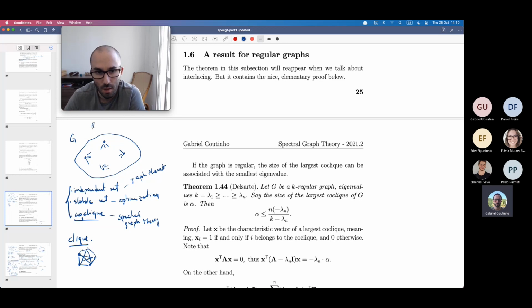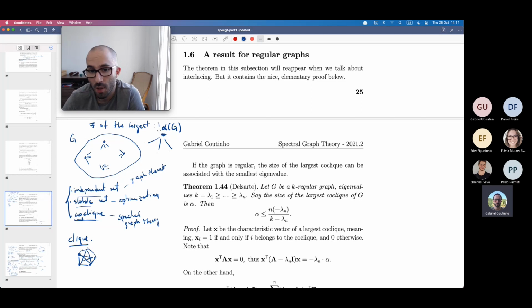The size of the largest such thing that you can find in a given graph is always denoted by alpha of G. Alpha is always the letter, and this is either the independence number, the stability number, or the co-clique number of the graph, depending on whether you use independent, stable, or co-clique. So you can choose either one of these names. The symbol, however, is always alpha of G. Alpha of G is the size of the largest such thing you can find in a graph.